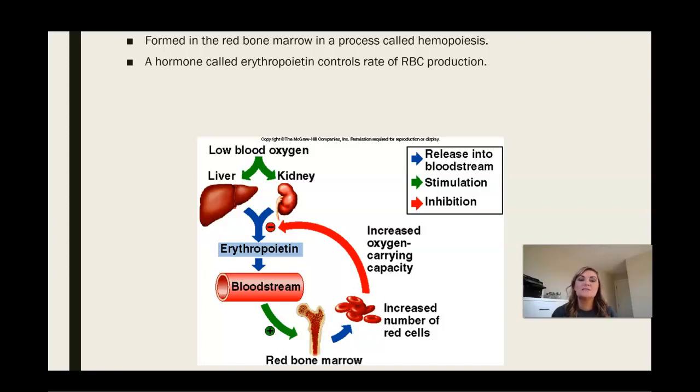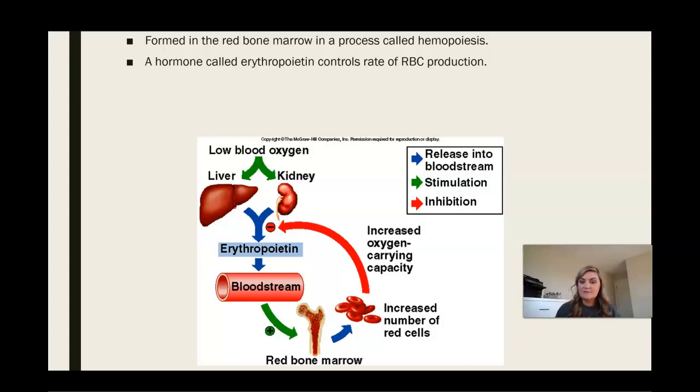All right, so if your body detects that it has low blood oxygen levels, it's going to send signals to the liver and to the kidney. That, in turn, is going to create the EPO, or the erythropoietin. That goes into the bloodstream, and the bloodstream is going to carry it to the red bone marrow.